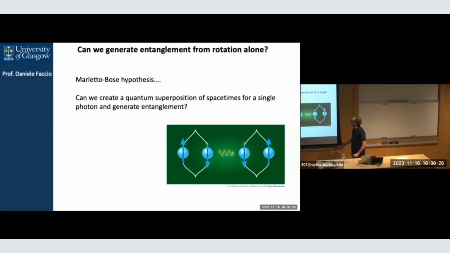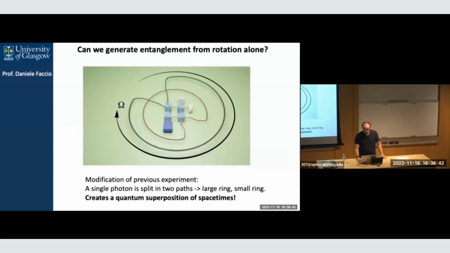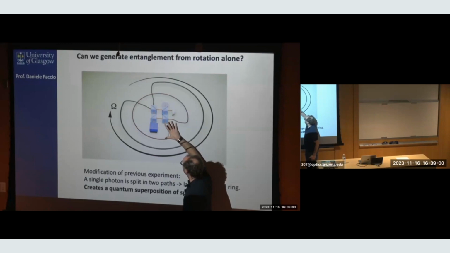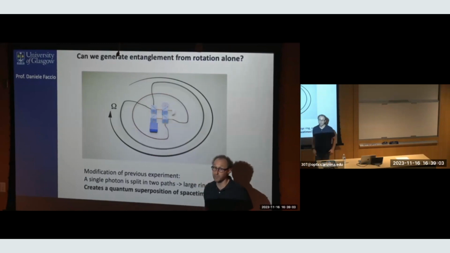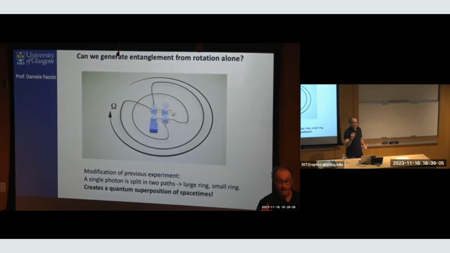And again, coming back to the Marletto-Vedral hypothesis, what you need to do is take your photons, put them in a path superposition, let them interact with the rotation, bring them back together again, and then see if you've generated entanglement. So it's basically just a modification of the previous experiment, where now we have single photons coming in and we split them on a beam splitter. Because it's a single photon, you put it in the superposition state of going either left or right, which then means either going into this interferometer, which has a small radius, or into this interferometer, which has a large radius.